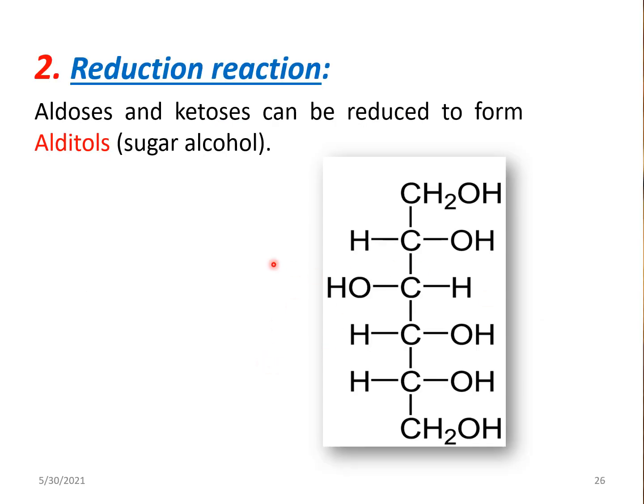The second type of reactions of monosaccharides is the reduction reactions. Aldoses and ketoses can be reduced, forming sugar alcohols called alditols, where there is reduction of the carbonyl group of monosaccharides.